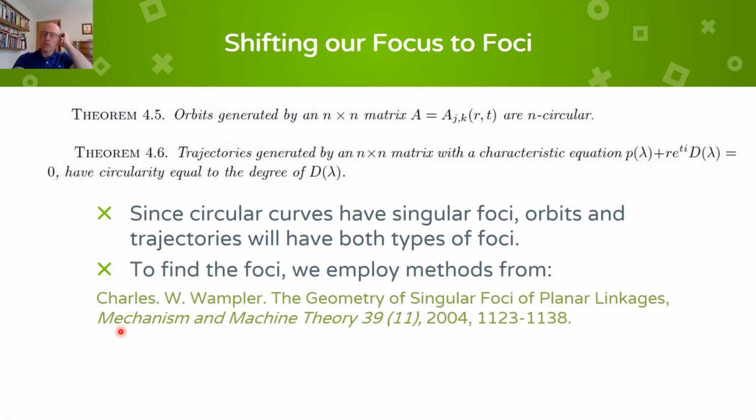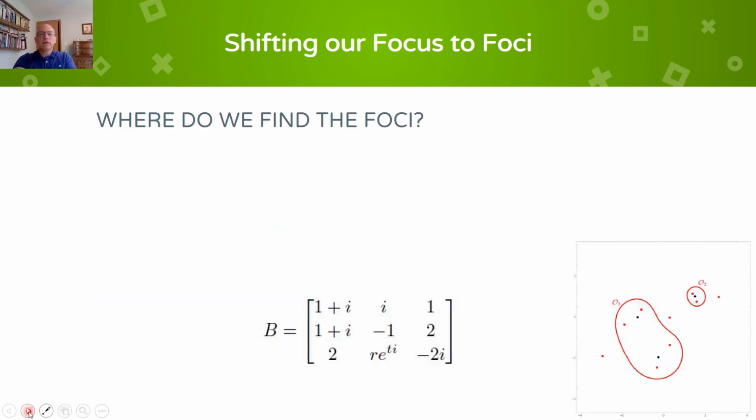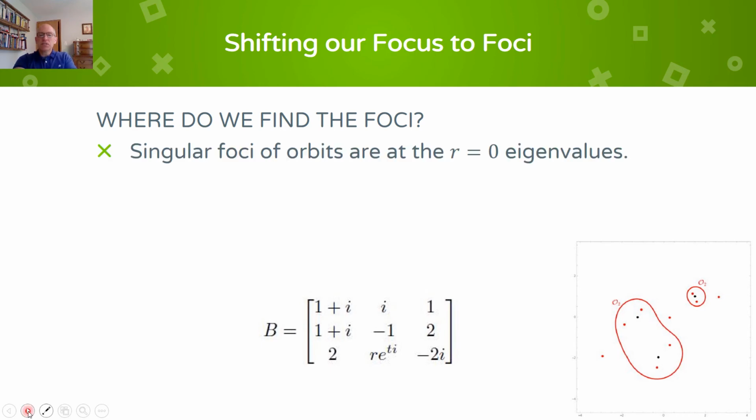To find them, we're going to employ methods that were used by Wampler in this paper in 2004. And Plücker's formula can tell us how many foci we should expect to find. Now, where do we find them? Well, here's a 3 by 3 matrix, and I have a picture of all the foci over on the right. It turns out the singular foci will be right at the r equals 0 eigenvalues.